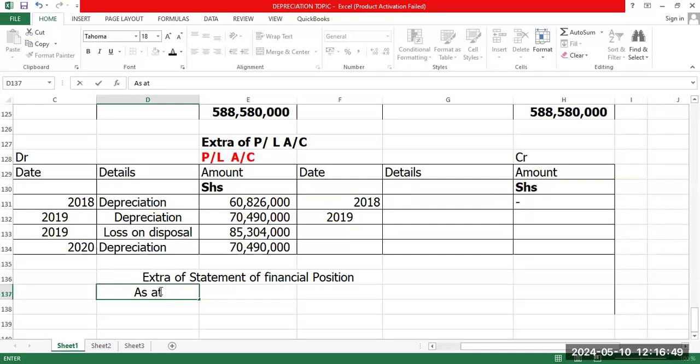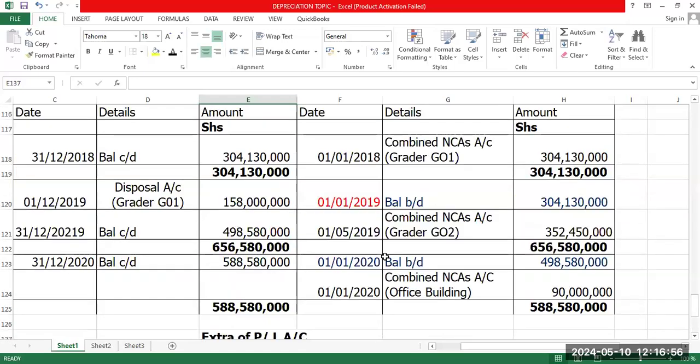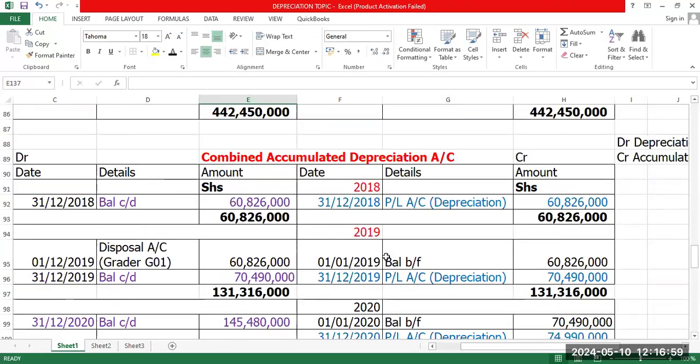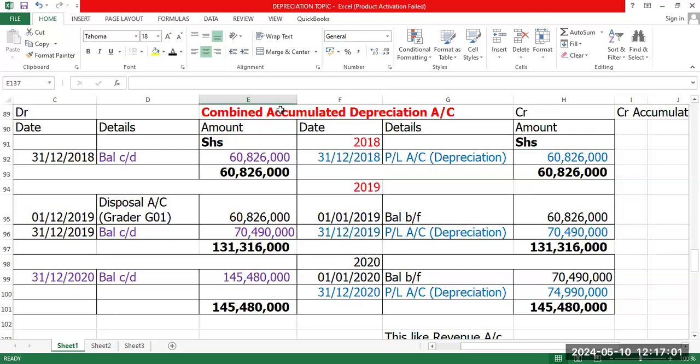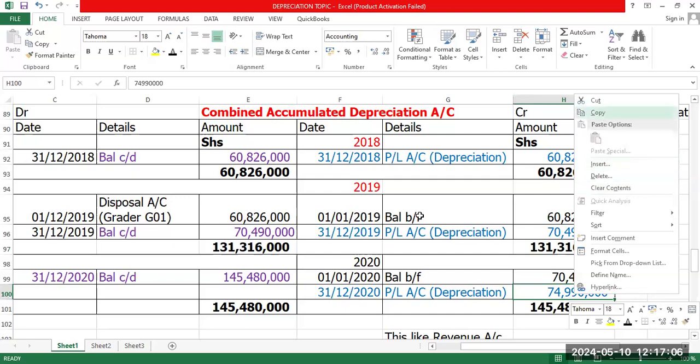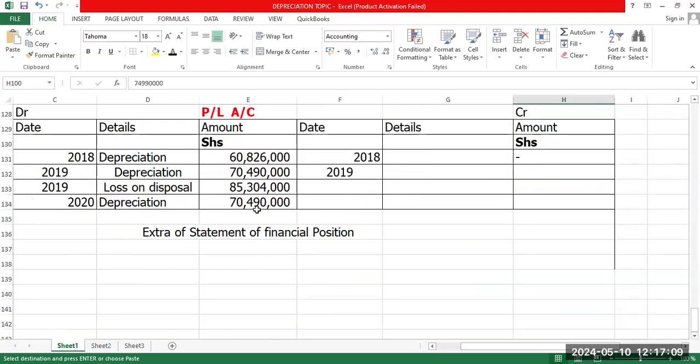Ebo, yes, please. Depreciation of 2020, shouldn't it be 74,990? Let me check. Combined depreciation 2020. This, eh? What did I copy? It is this one, eh? Yes. So in 2020, you have nothing also this side. Here we don't have any income.